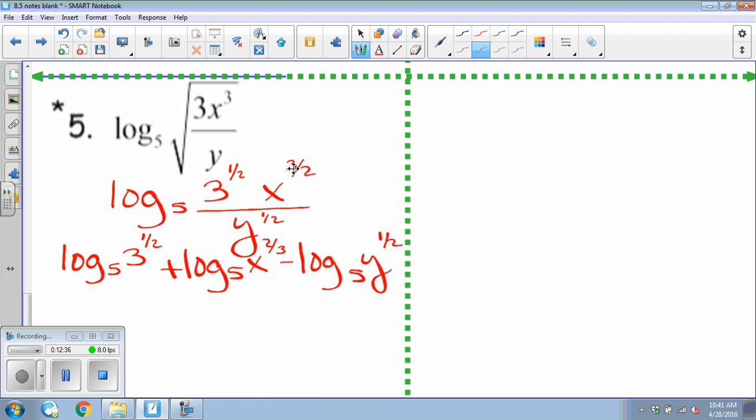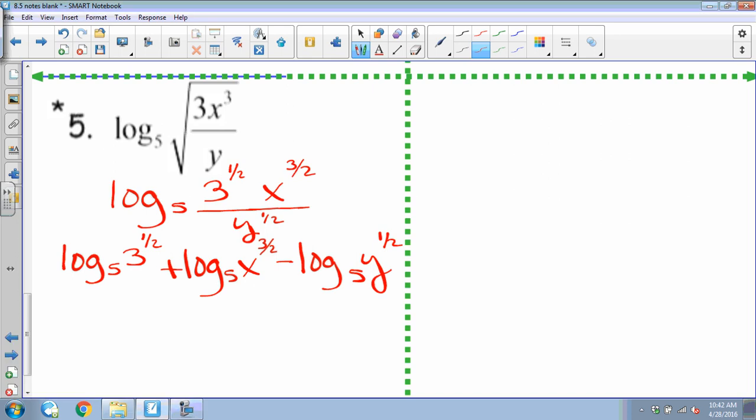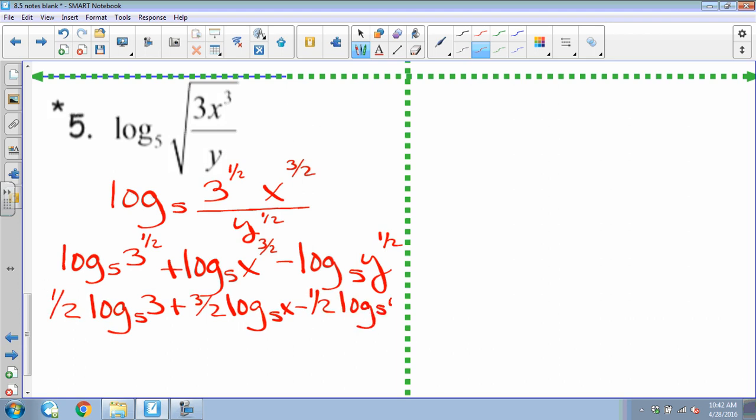Oh, I wrote it backwards. 3 over 2. Thank you. Now, the last thing we do is move our exponents to the front. So that's 1/2 times log base 5 of 3 plus 3/2 times log base 5 of x minus 1/2 times log base 5 of y.